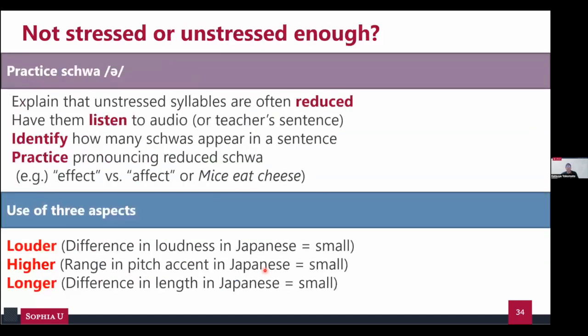But some students struggle with expressing stress itself, right? The first problem is the schwa. They don't know how to reduce unstressed syllables. Unstressed syllables are often reduced, and Japanese people don't get that because they are so keen to pronounce each syllable too strongly. That's why their rhythm is very constant. So have them listen to audio to identify the unstressed syllables, identify how many schwas appear in the sentence, and practice pronouncing the reduced schwa.